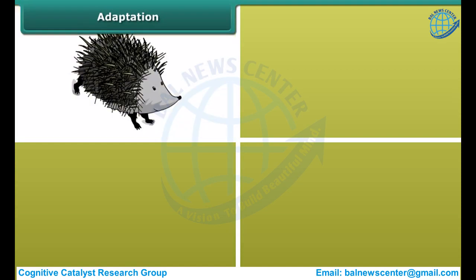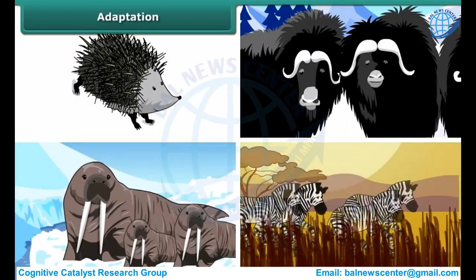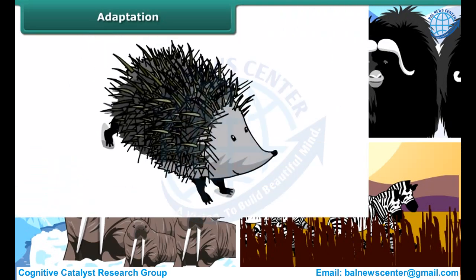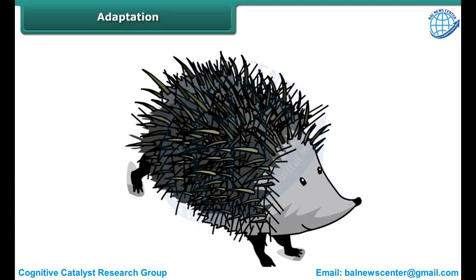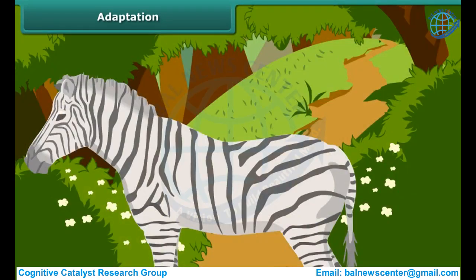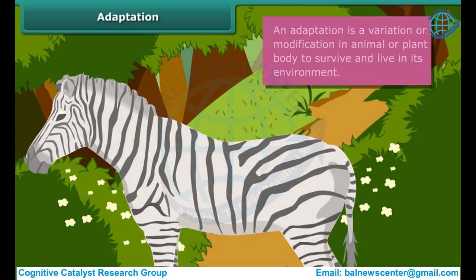Animals like porcupine, yak, seal, and zebra have different types of physical features to survive and live in their surroundings. Porcupine has needle-shaped quills, yak has thick fur, and zebra has striped skin, which can be easily mistaken for bushes. These specific features are known as adaptations. An adaptation is a variation or modification in an animal or plant body to survive and live in its environment.